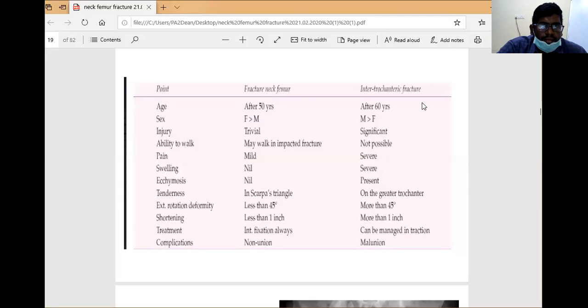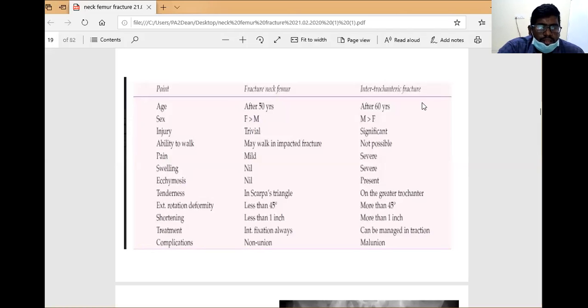Pain is very mild in fracture neck of femur when compared to intertrochanteric fracture, and swelling is also minimal, because it is an intracapsular fracture. But in intertrochanteric fracture there is severe pain, and ecchymosis may be seen in and around the greater trochanter. If there is tenderness in Scarpa's triangle, fracture neck may be suspected, and in intertrochanteric fracture there is tenderness over the greater trochanter.